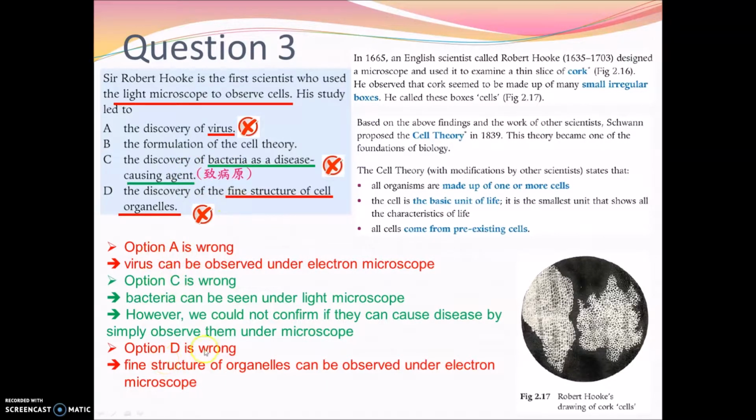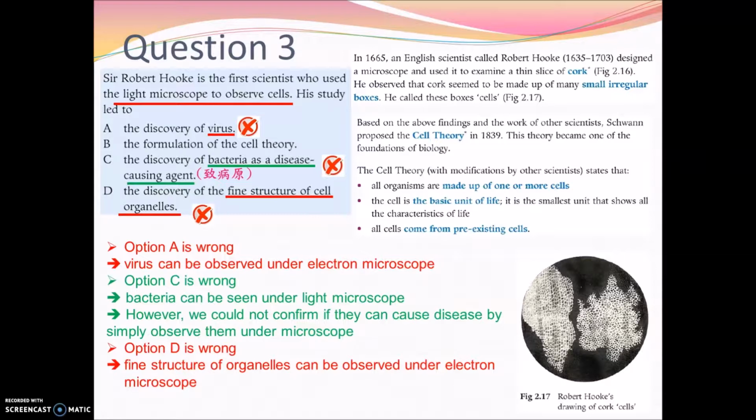Why are option A and option D wrong? Because viruses and the fine structure of organelles are too tiny to be observed under a light microscope. They can only be observed under an electron microscope. For this question we are talking about the light microscope only, so A and D are out of the scope of what can be observed by the light microscope. So A and D are wrong.